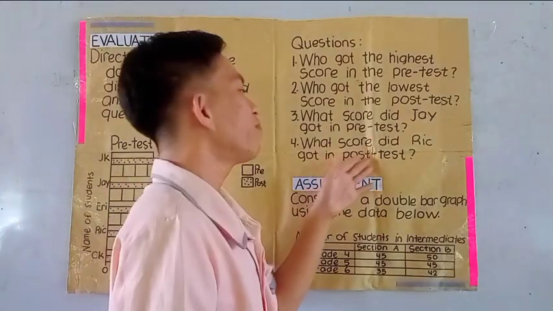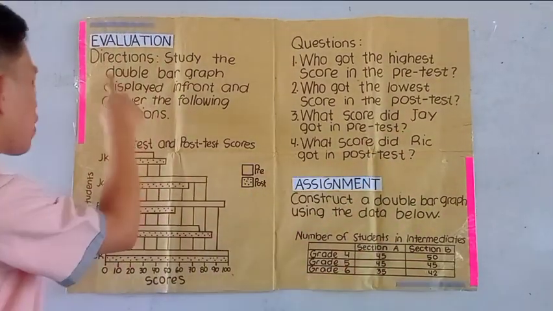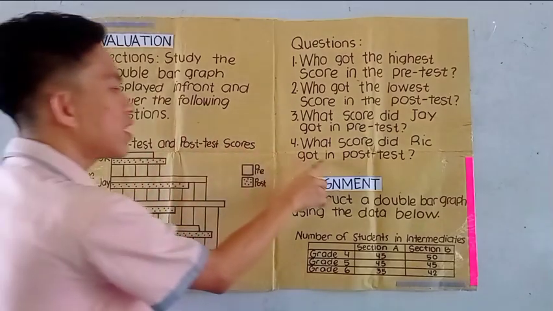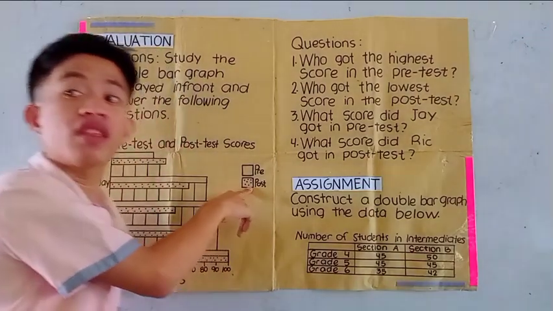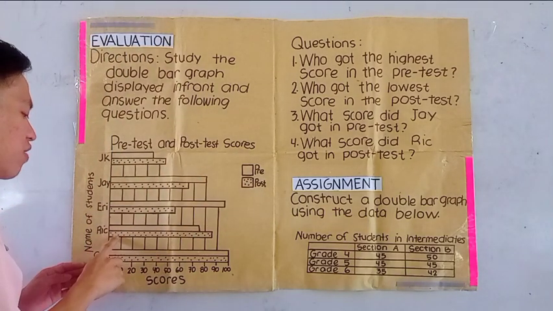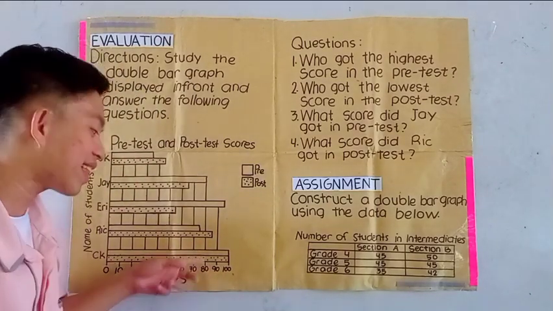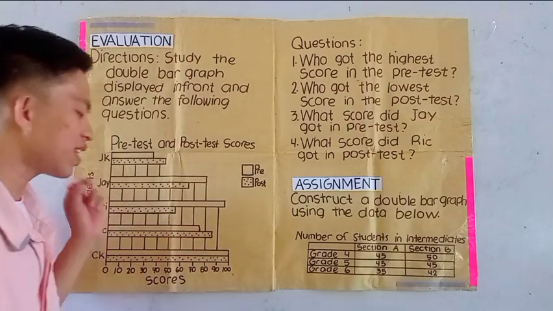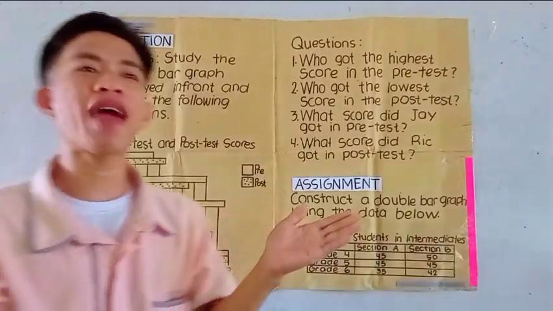Question number 4. What score did Rick get in the post-test? The given name is Rick. Find Rick in those names. Here, the 4th name. Now, the question is the score in the post-test. The post-test refers to the rectangle with dots written inside it, right? Very good. Now, post-test and Rick, the score he got is between 80 and 90. That is wrong, it is not 89. No, it is not 81. It is 85, correct? Yeah, clap hands for everyone.